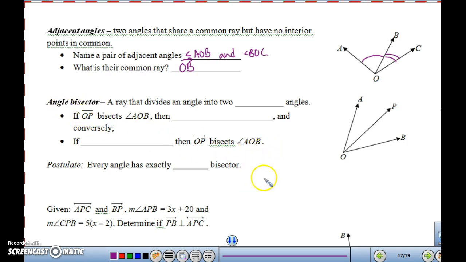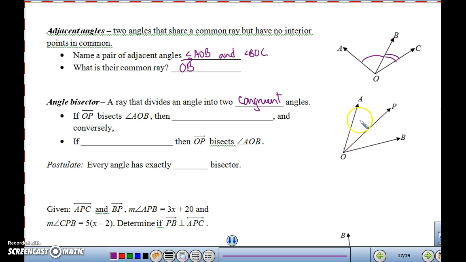Now, let's talk about angle bisectors. We talked about segment bisectors in the last lesson. And an angle bisector basically does the same thing for an angle that a segment bisector would do. It is a ray that divides an angle into two congruent, that's the key word, angles. If you cut an angle, you get two angles. If you cut a segment, you get two segments.